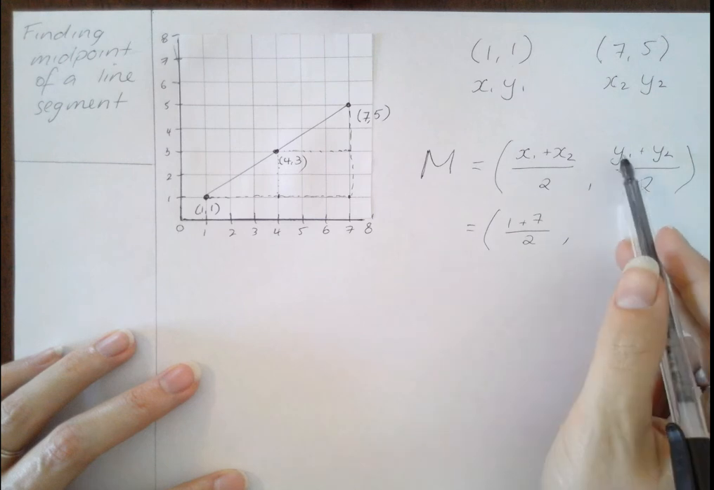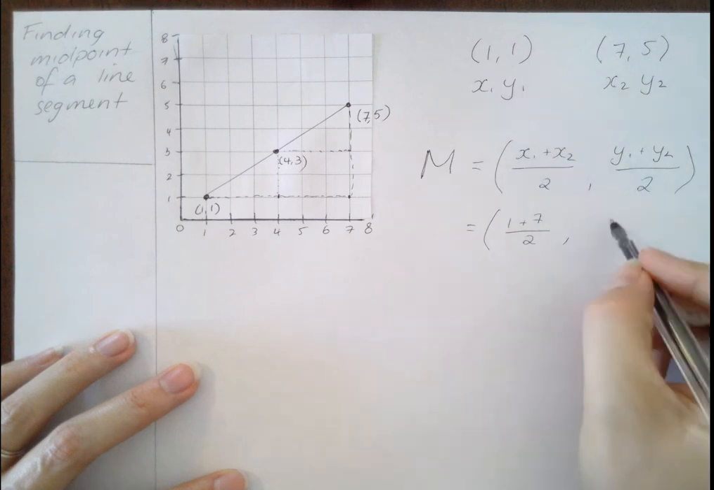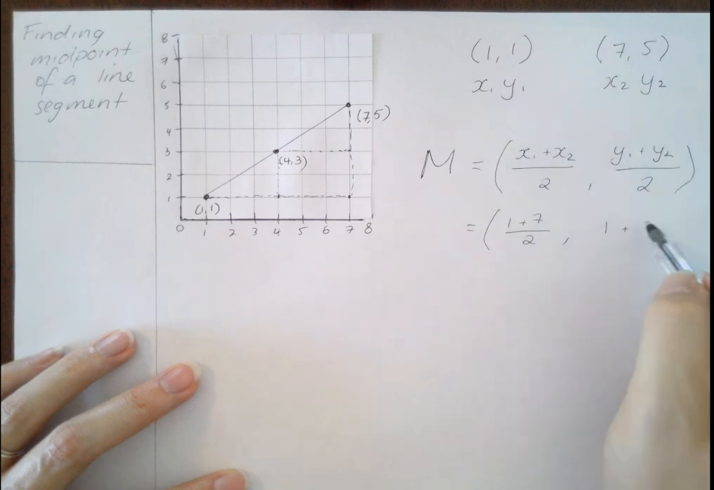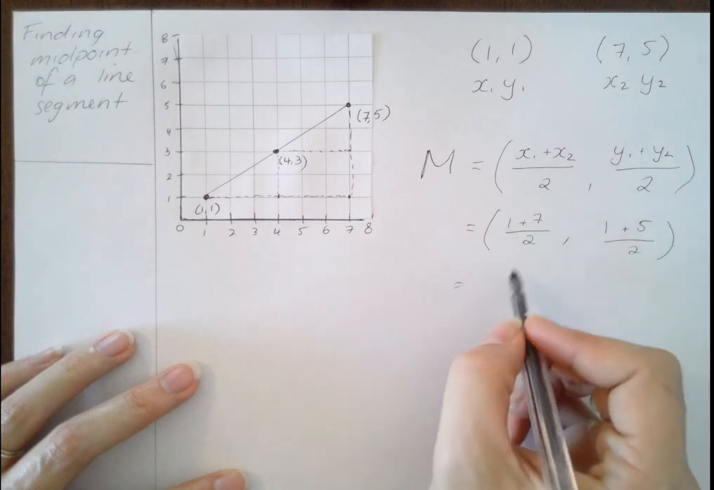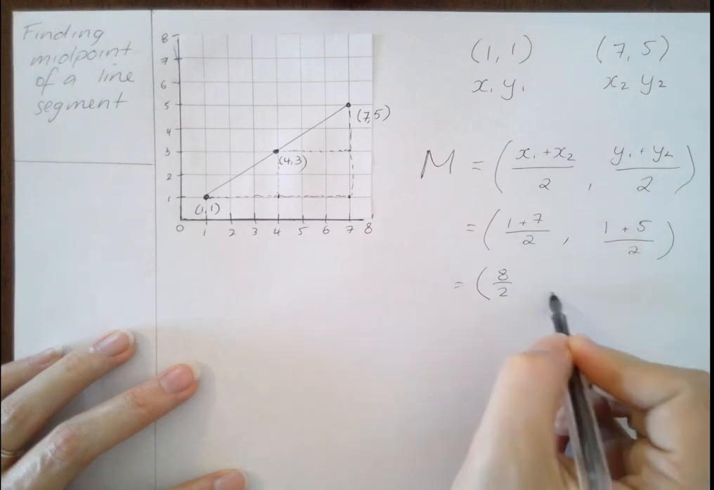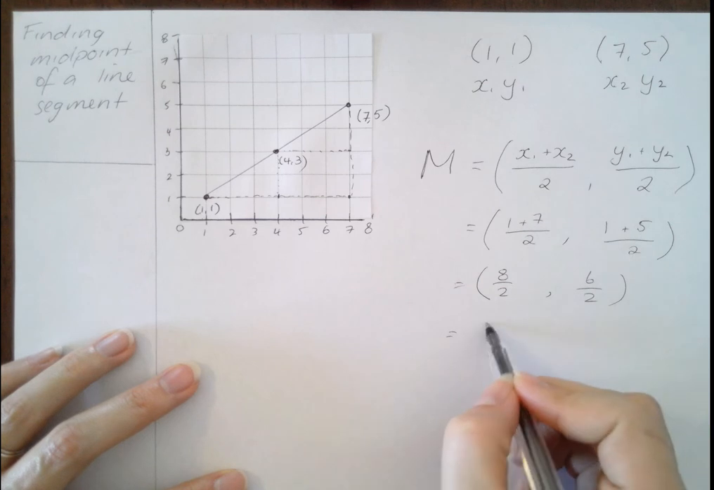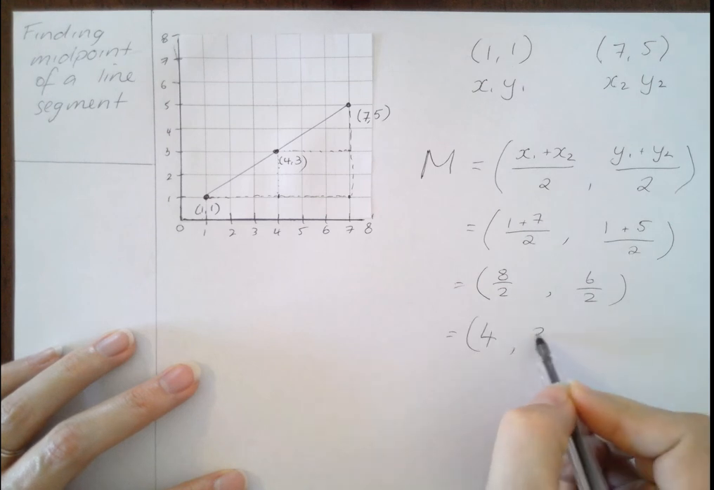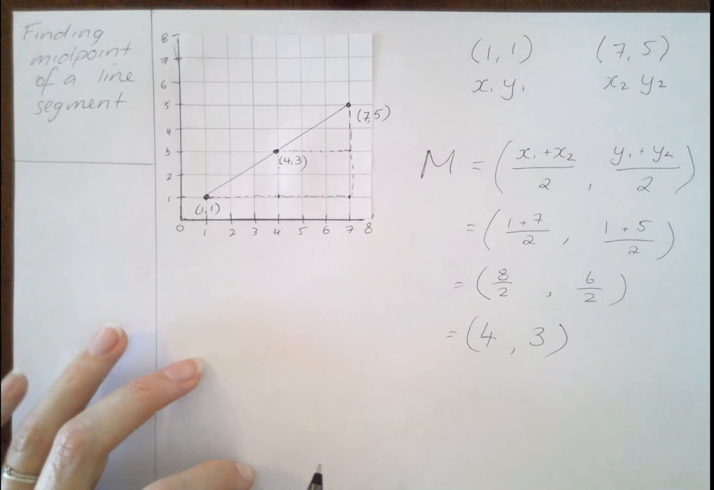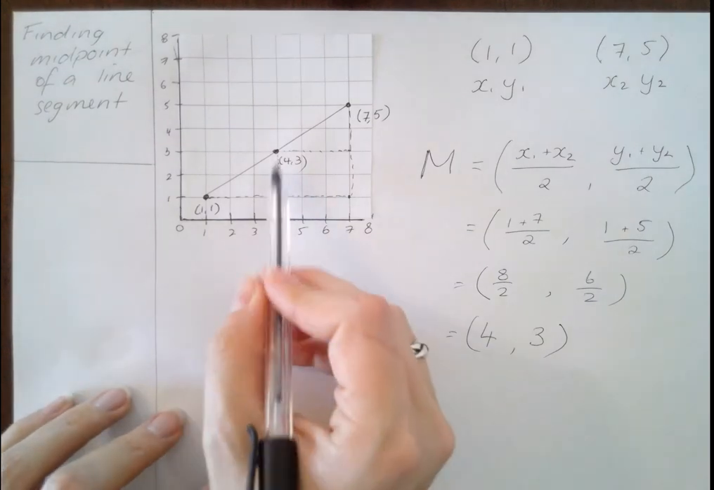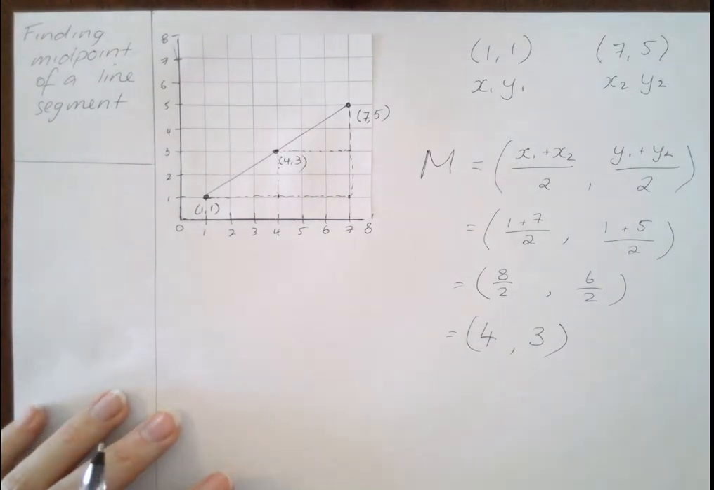And then our y values. So y1 is 1, y2 is 5, and dividing by 2. So we've got 8 on 2, comma, 6 on 2. And we can actually calculate that out and say, well, our mathematical coordinate, now using our midpoint formula, is (4, 3), and that's what we discovered it was on the graph. So you can do your check that way.